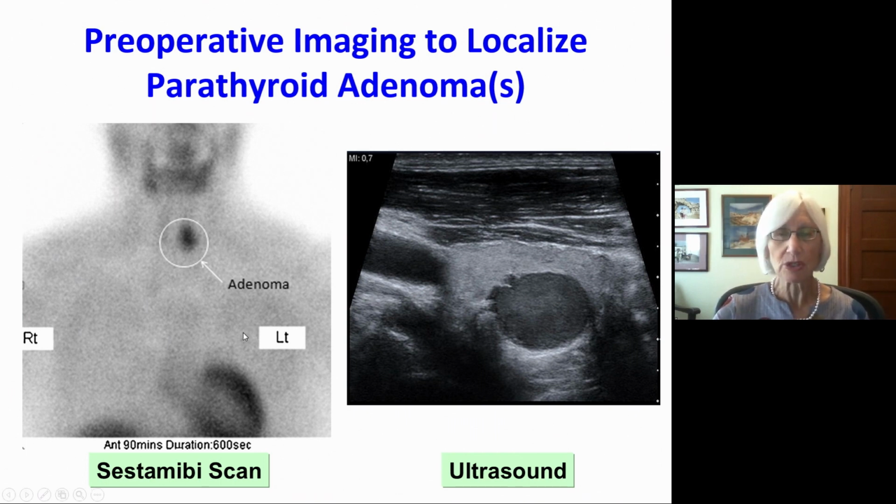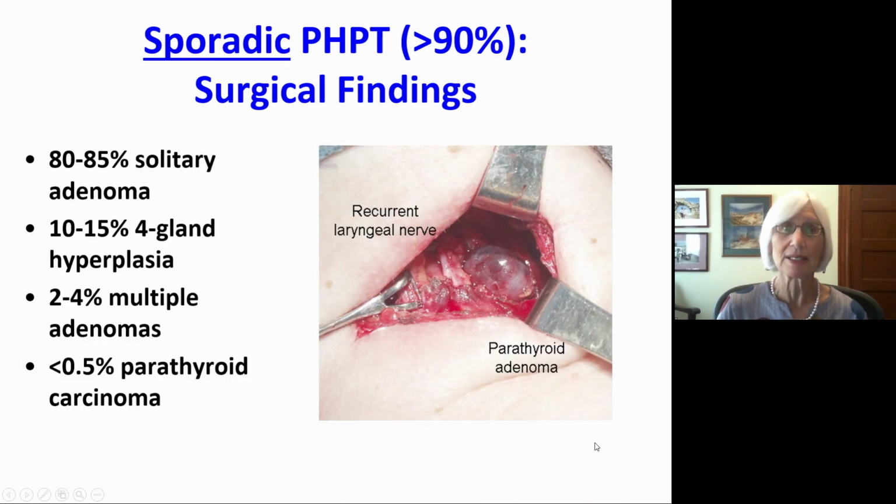We have 2 major modalities. One is a sestamibi scan, which lights up the adenoma. It's a radionuclide scan. The other is a neck ultrasound. And both of these depend on the operator and how many of these they see and how good they are at locating these things, which can be small and sometimes difficult to find.